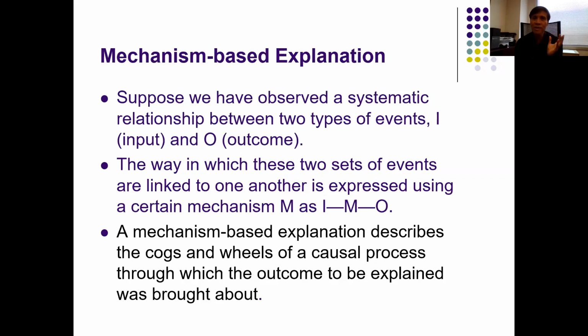Basically, suppose we have observed a systematic relation between two types of events. We call them input I and output O. The mechanism is in between I and O. The mechanism links I and O together and describes a causal process that explains the link between the two. Some people call it causal mechanism in the literature, but I'll call it mechanism-based explanation.